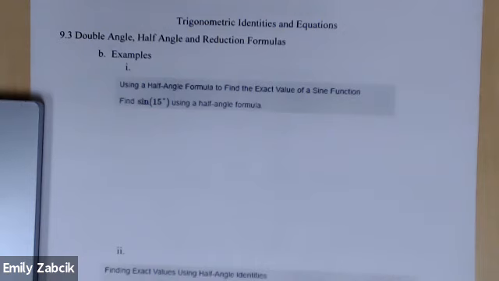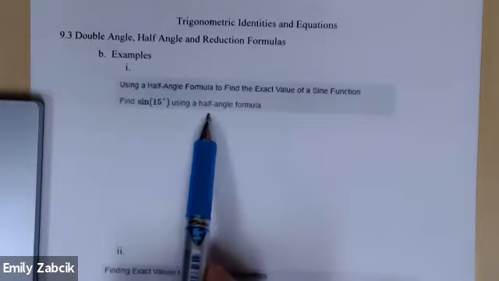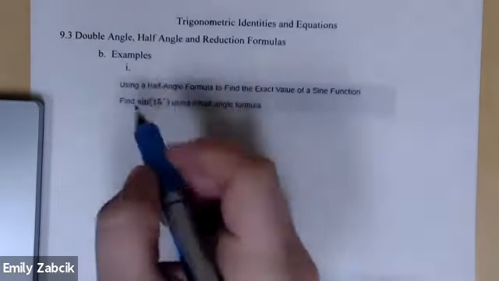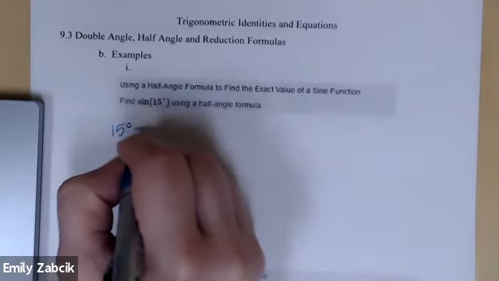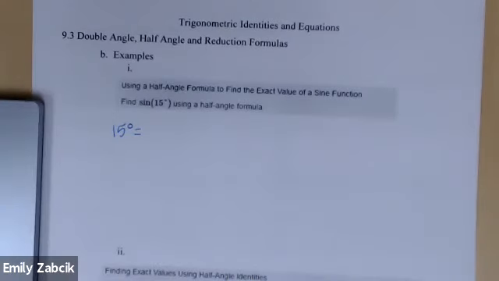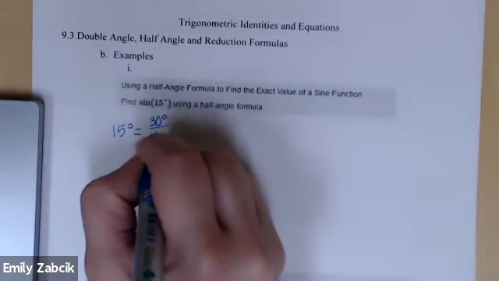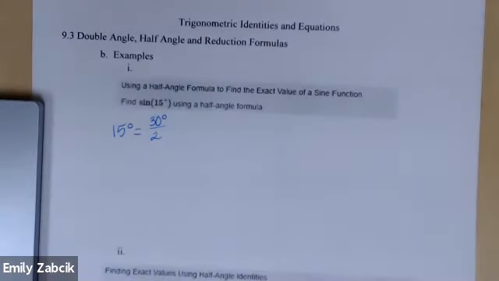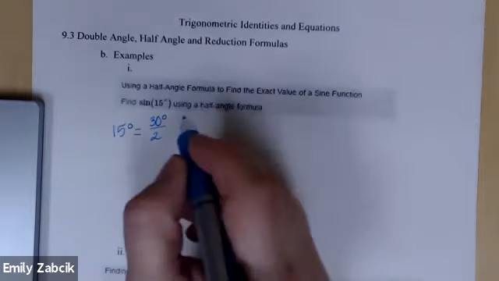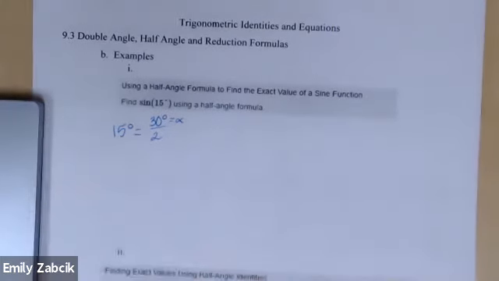So it says, using a half angle formula, find the exact value of a sine function. So we want to find sine of 15 degrees using a half angle formula. So what I want to do is first relate this 15 degrees to a half angle to get my alpha and get those values. And so I say, well, that's the equivalent of 30 degrees over 2. So what this shows me is this is going to be that alpha value that I'm going to plug in the whole way as we're working through our half angle formula.